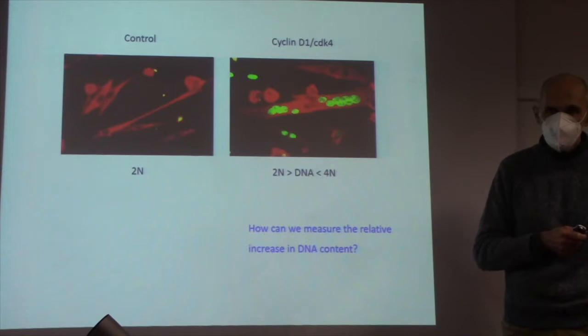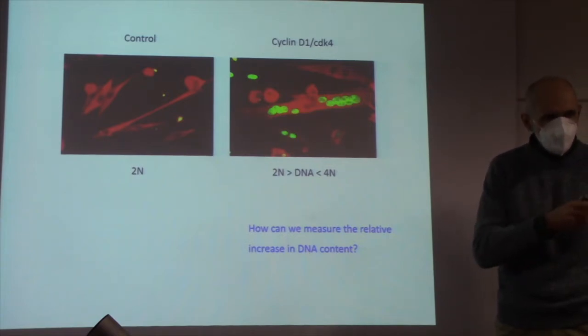I would try to extract my DNA from both, from the control and from the other, and from the weight I can know the amount of DNA contained in my cells. All right. Any other suggestions or refinements, maybe?